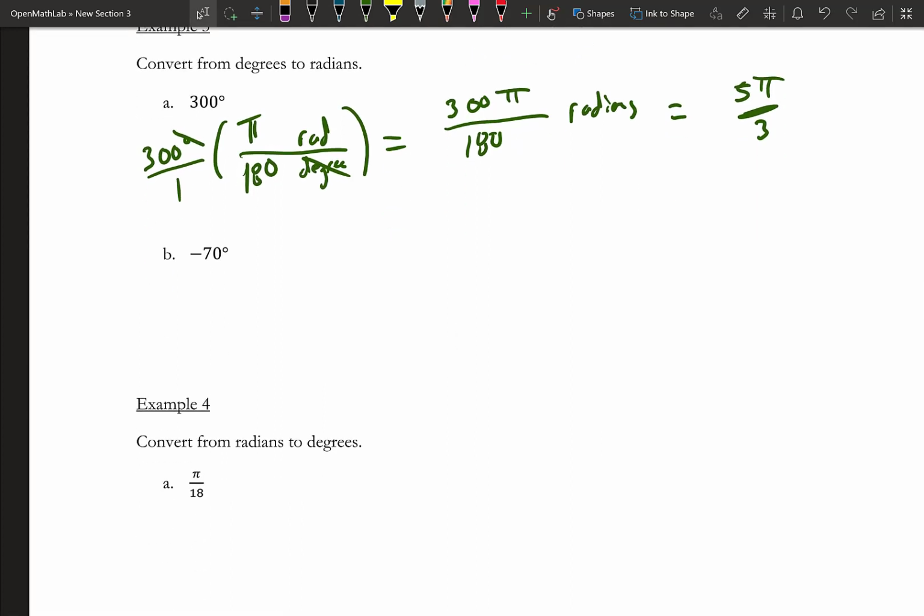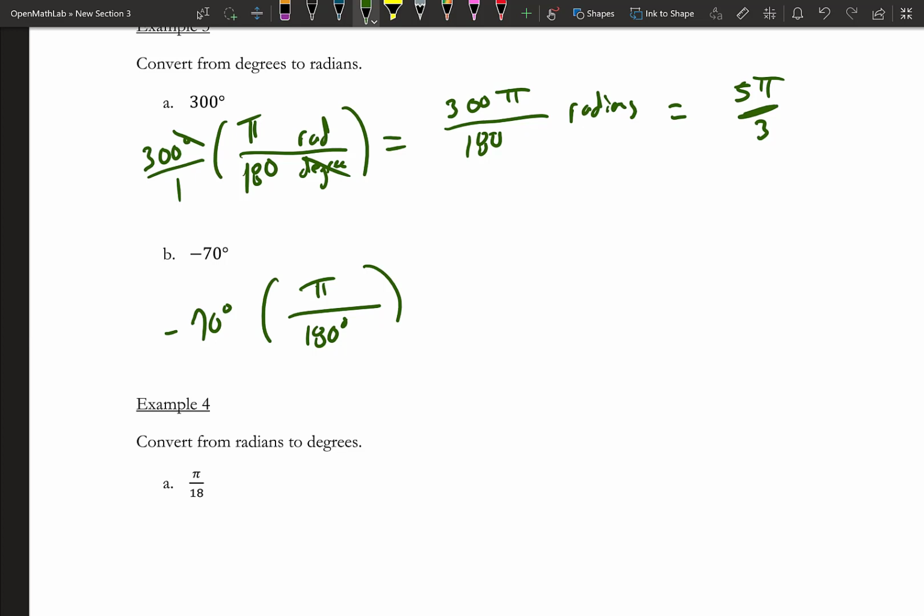So then for part B, notice I have a negative angle measure, right? You can treat it the same way. We just have negative 70 degrees. If I want to go from degrees to radians, I'm going to put pi over 180 degrees, right? So typically, when we have a radian measure, it's in terms of pi. So that's also a way to help remember: if we want to go from degrees to radians, we want to introduce pi, so pi goes on the top, right?